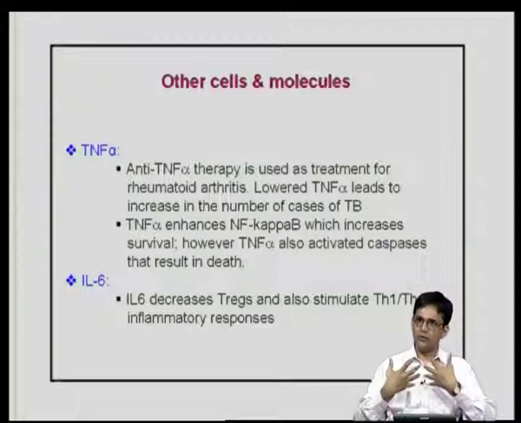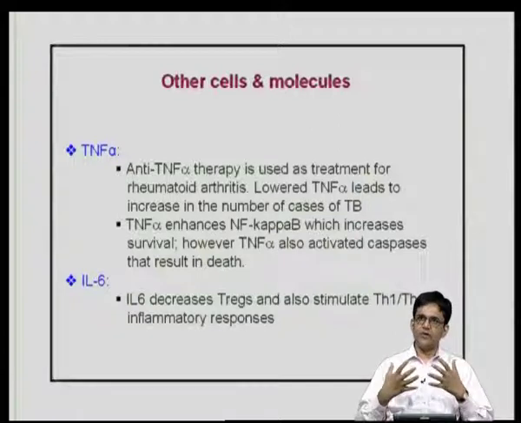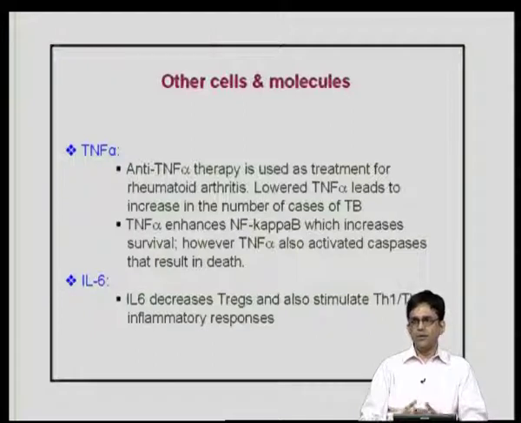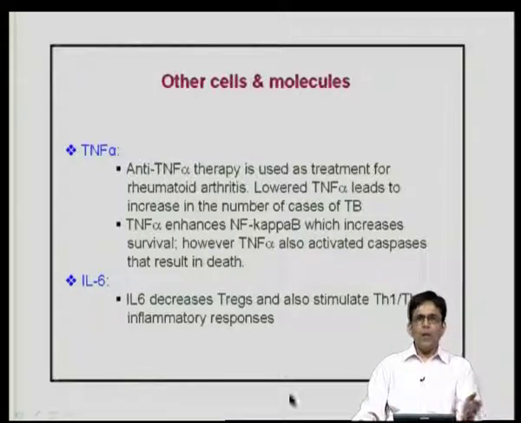So if you have been exposed and in previous cases you had enough TNF alpha that was taking care of this, now in the absence of that, the cases of susceptibility rise, and you have more cases coming down with TB. Now also TNF alpha, tumor necrosis factor, it enhances necrosis. So it enhances NF kappa B, which increases. It also activates caspases and results in death. So it also plays some sort of a role in terms of organ damage.